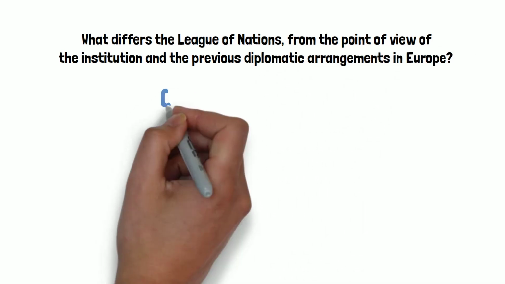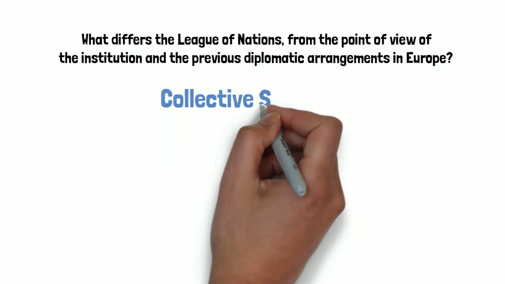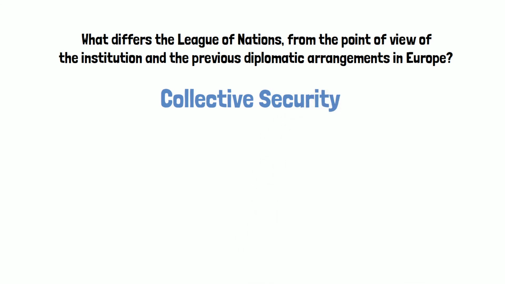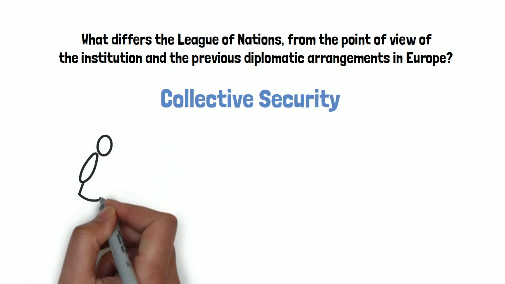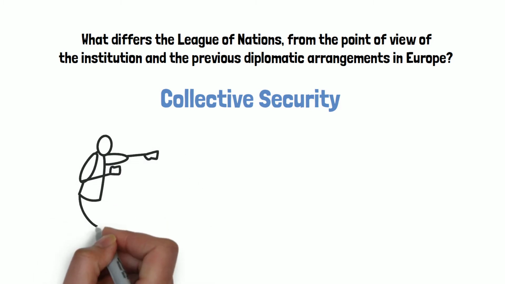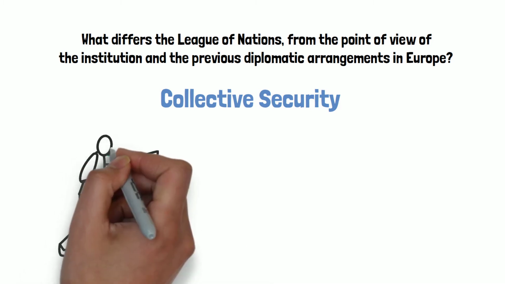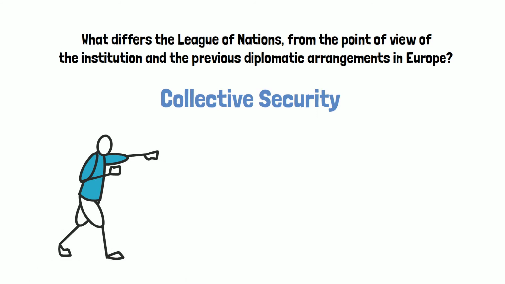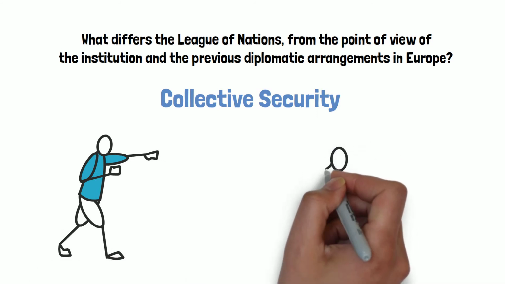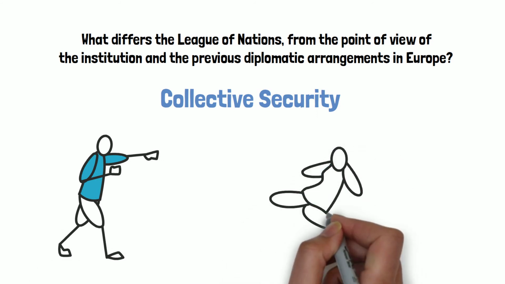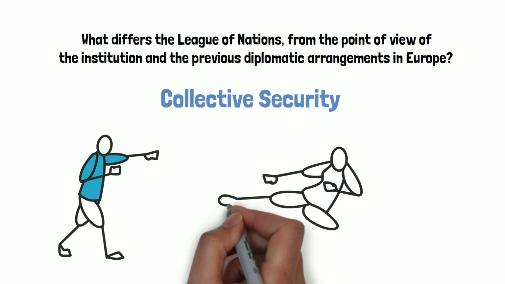So what differs the League of Nations from the point of view of the institution and the previous diplomatic arrangements in Europe? It is the idea of collective security, the idea of legally establishing that aggression against one force is an aggression against all other forces. The ambition is that by building and reinforcing this structure legally, a mechanism is created to prevent a new war of the proportions of World War I from being repeated.